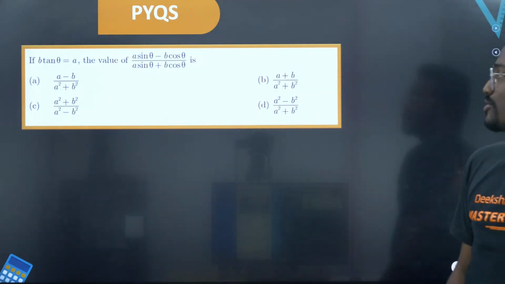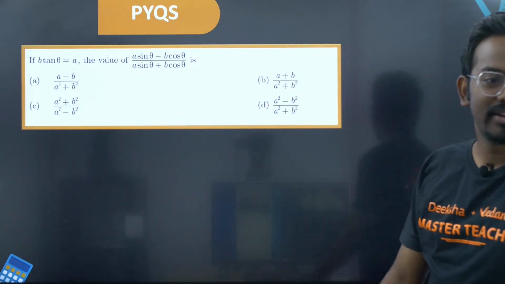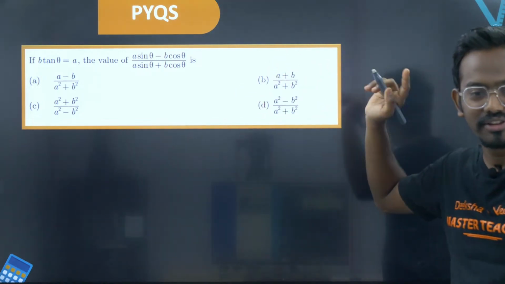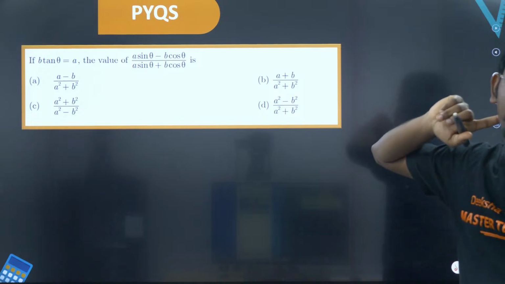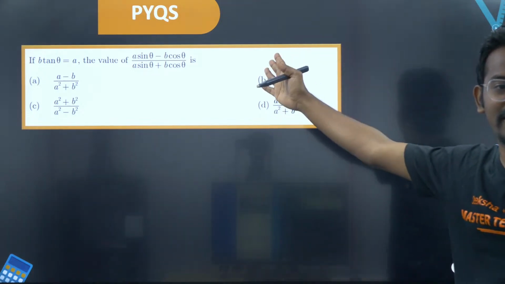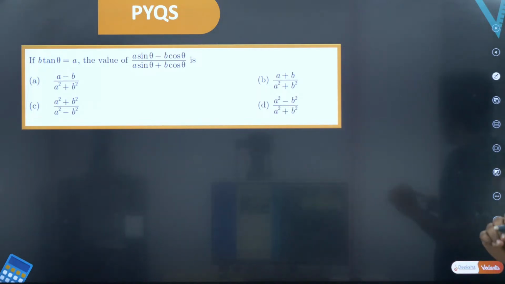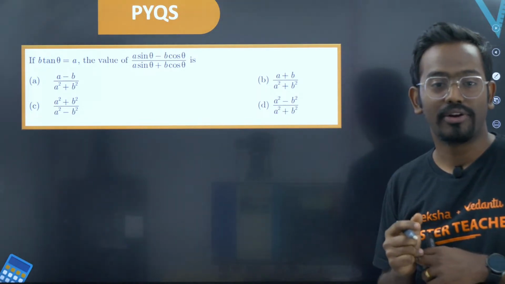They have given b tan theta is equal to a. Can you tell me how to solve this? Hi Harshavardhan, can you tell me how to solve this? They have given b tan theta is equal to a, then what is the value of this expression given? You have the options also. Just let me know the approach to solve this particular question. How do you solve this question?